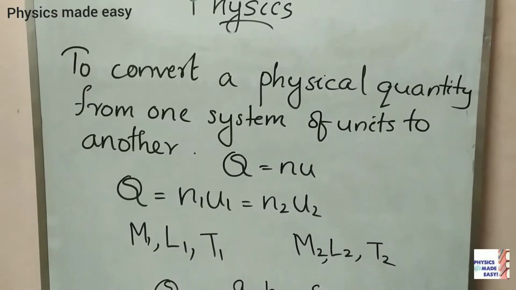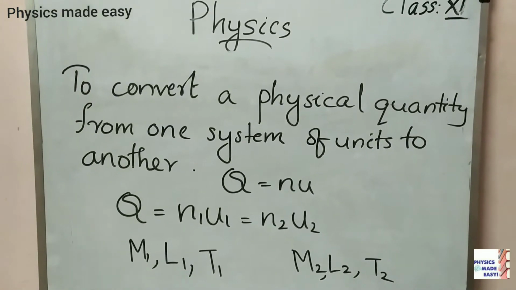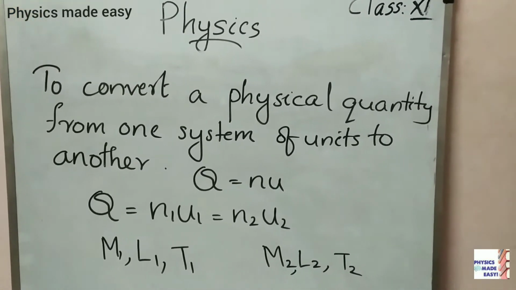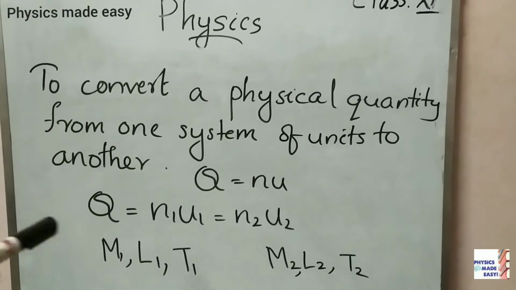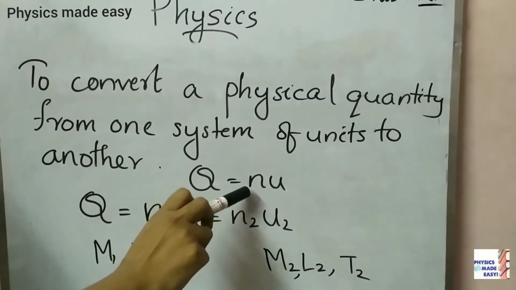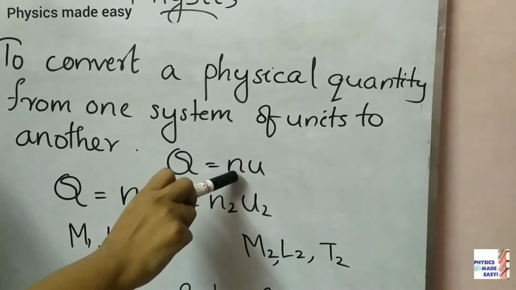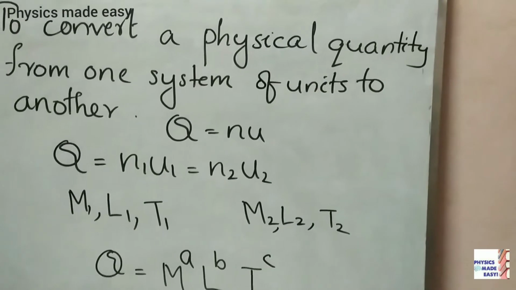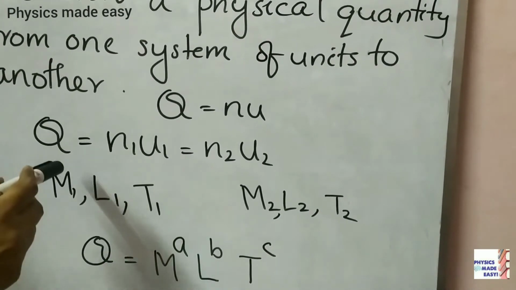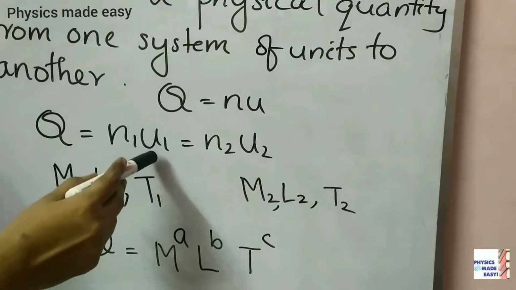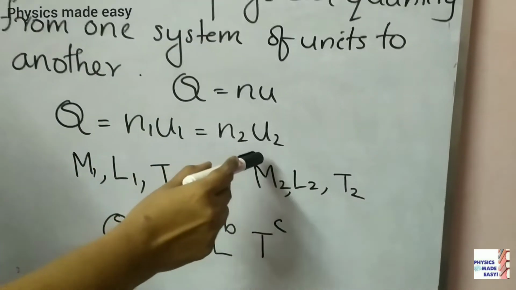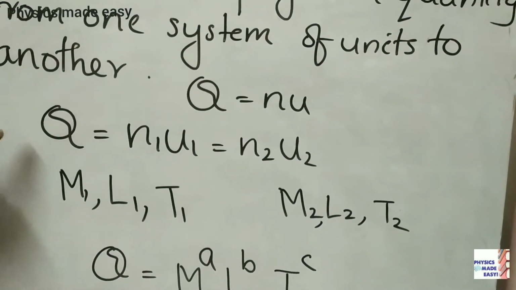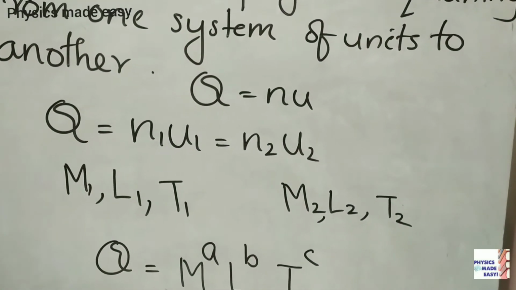So first one, to convert a physical quantity from one system of units to another system. You know children how to express a physical quantity. We can express a physical quantity as n into u. n means the magnitude, then u is the unit. So here you can see we have to consider two systems of units. Then we can write Q is equal to n1 u1 for the first system, and for the second system we can write n2 u2. Here you can see Q is equal to n1 u1 and that is equal to n2 u2.